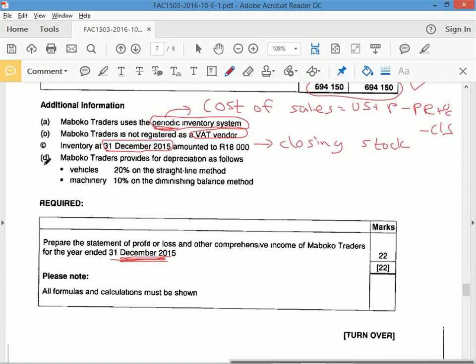Then they've given you D, which was vehicles and machinery. We just covered PPE not so long ago, so we'll revise that again. There's your depreciation. They've given you two different assets that you need to depreciate. Okay, what is the required asking for? Well, 22 marks, which is 22%. Prepare the statement of profit and loss and other comprehensive income of Maborco Traders for the year ended 31st December. All formulas and calculations must be shown.